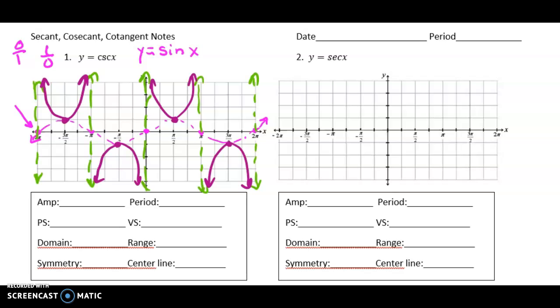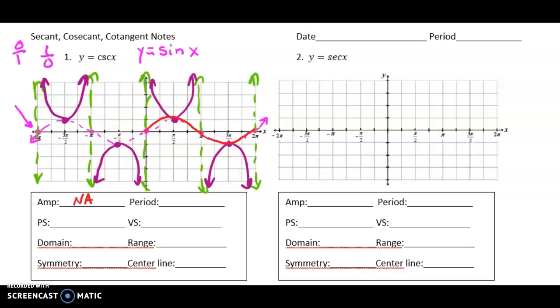Just like you're seeing one full cycle of sine, one full cycle of sine would be, I call it, one mountain and one valley. So one full cycle of cosecant is one parabola up and one parabola down. Cosecant does not have amplitude, so we're just going to say not applicable, and that's because it goes up forever and down forever. It doesn't have a set number above or below the midline.